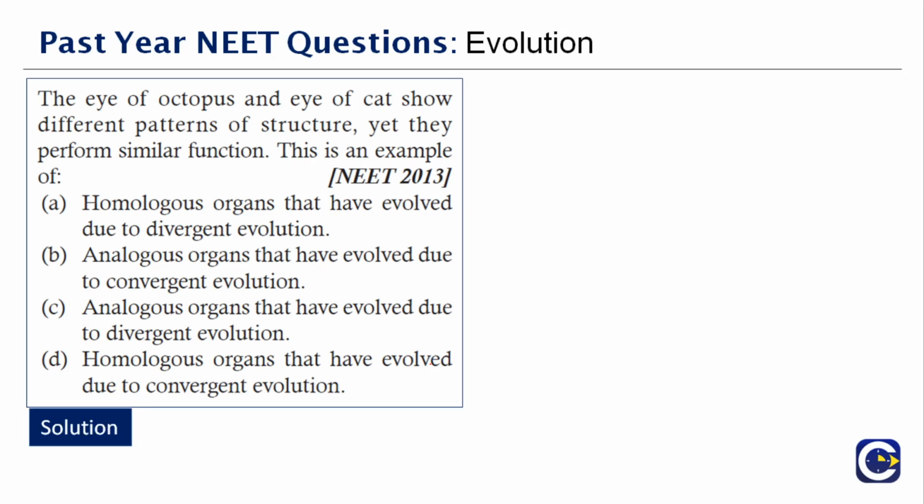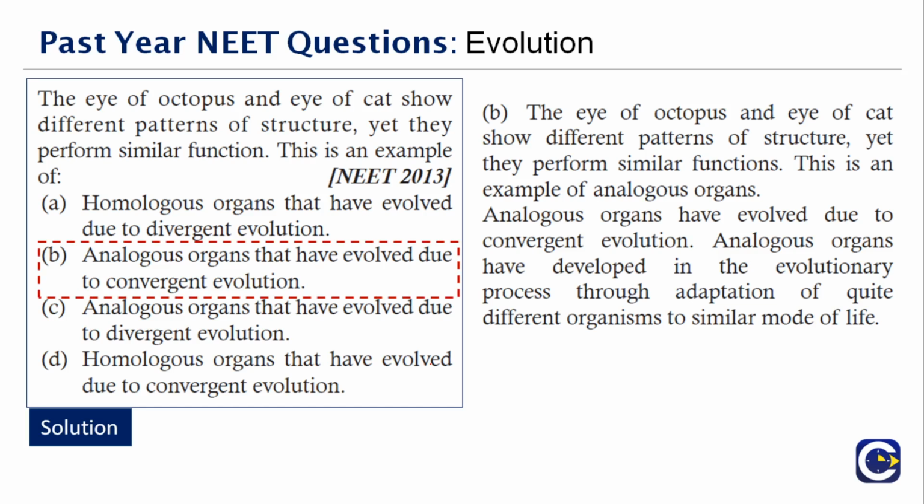I think you should know the answer by now. Yes, it is analogous organs that evolved due to convergent evolution. The eye of octopus and the eye of cat show different patterns of structure, yet they have similar function. This is an example of analogous organs, and analogous organs have evolved due to convergent evolution. Analogous organs have developed in the evolutionary process through adaptation of quite different organisms to a similar mode of life. So this is how we define them. Therefore, the right answer is option B.